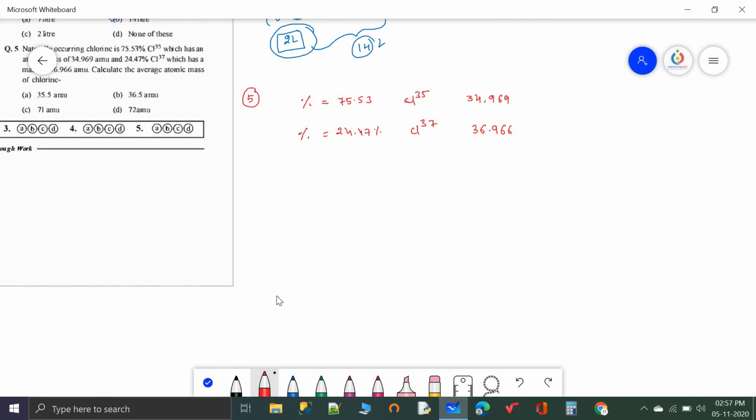So the average atomic mass formula is: average atomic mass equals percentage of isotope into its mass, for the first isotope, plus percentage of the second isotope into its mass.